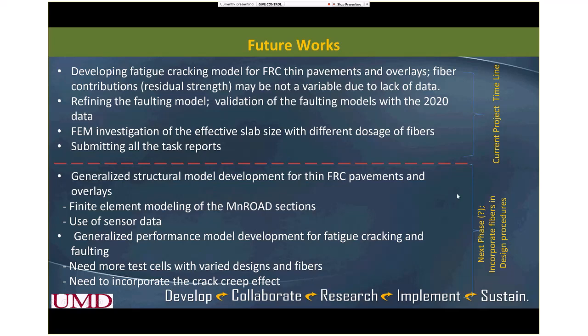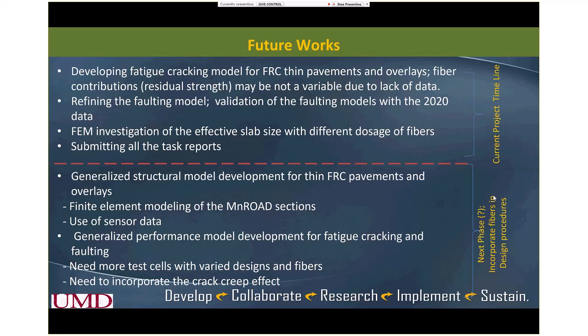And then we probably can incorporate the fibers' effect into the design procedure. Right now, let's say we have BCOA, or the other one, unbonded concrete overlay. In all of those, we do not have a mechanistic way to incorporate the contribution of the fiber. I think the next step should be focused on that.